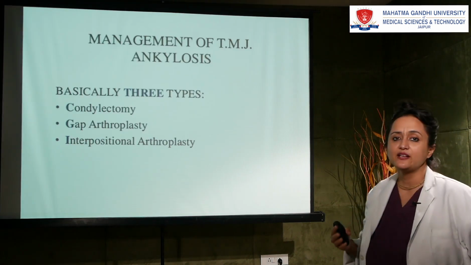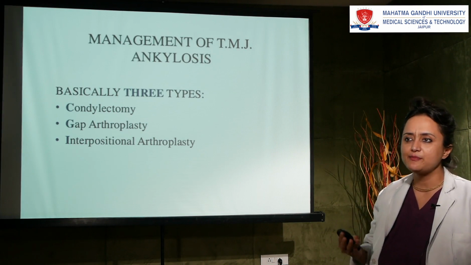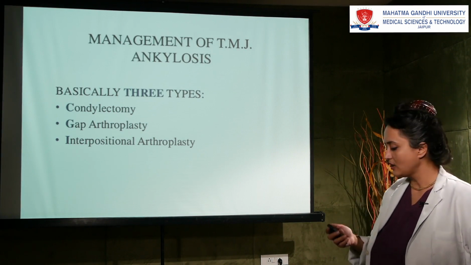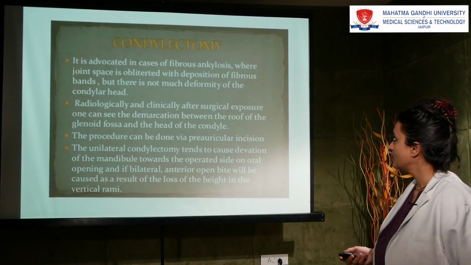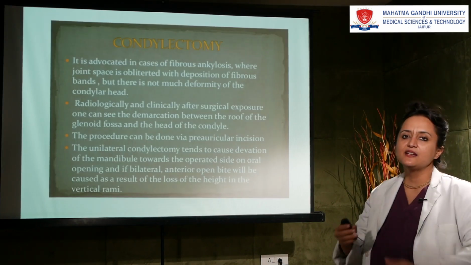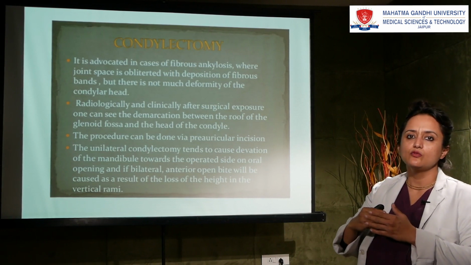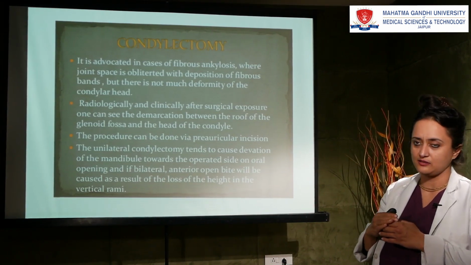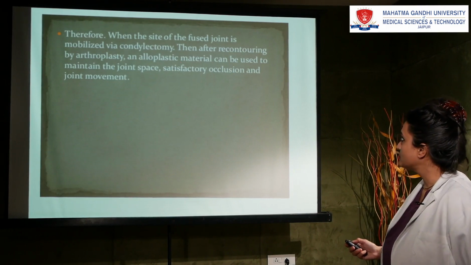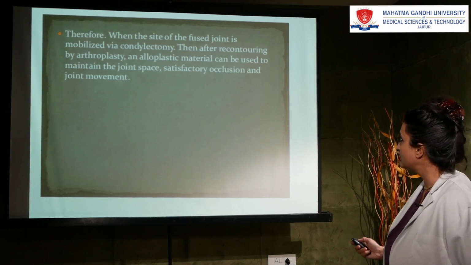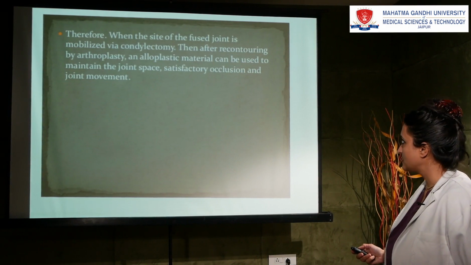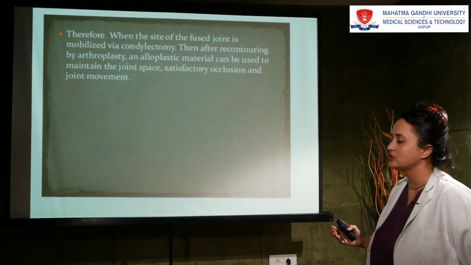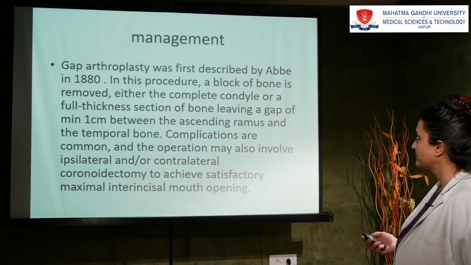Now how do you manage TMJ ankylosis? Basically there are three main steps: condylectomy, gap arthroplasty, interpositional arthroplasty. What is condylectomy? Basically condylectomy is just the removal of the superior head of the condyle. It is done for fibrous ankylosis cases. Therefore when the site of the fusion of the joint is mobile via condylectomy, then after arthroplasty, an alloplastic material can be used to maintain the joint space, satisfactory occlusion and joint movements.